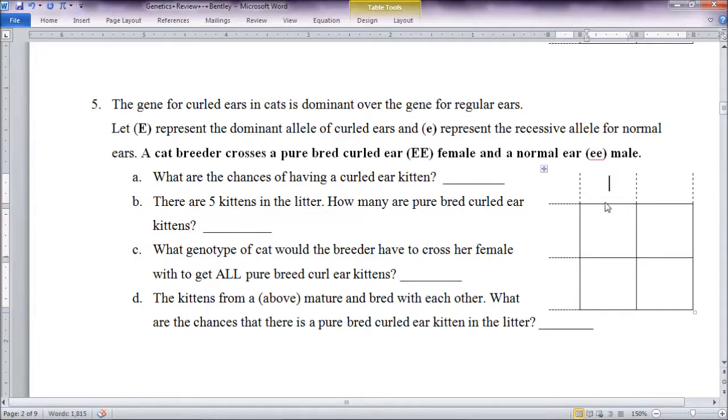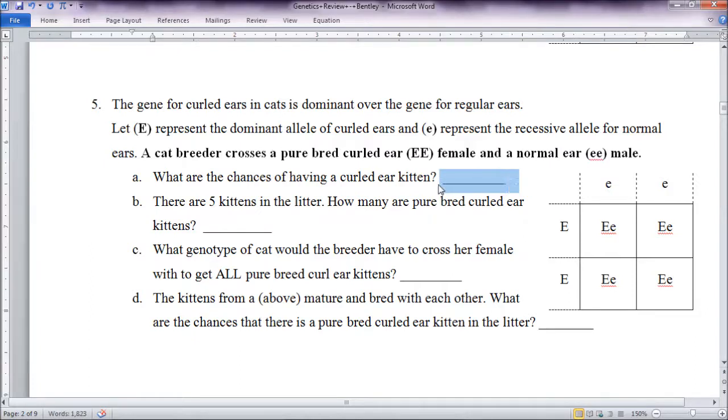So that's quite easy. All we have to do is plug that into our Punnett square. When you do that, you find out that every single kitten has a copy of the capital E. So there's a 100% chance that it expresses the dominant curled-eared phenotype.